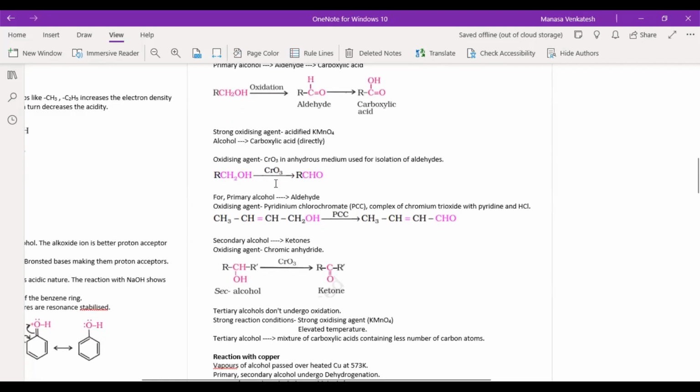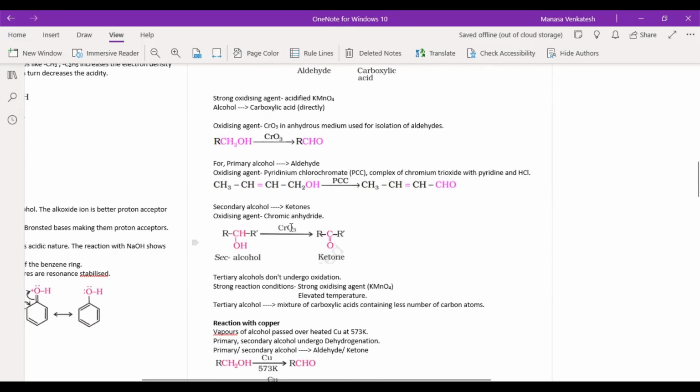So primary alcohols give aldehydes, secondary alcohols give ketones. Remember, aldehydes on reduction give primary alcohols, ketones on reduction give secondary alcohols. It's just the opposite of what we learned over there. So when we use chromium anhydride as the oxidizing agent, we get a ketone.